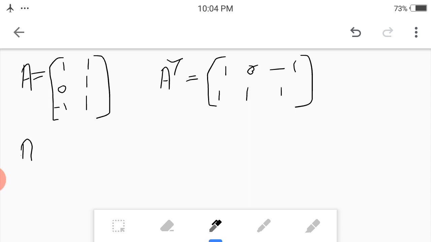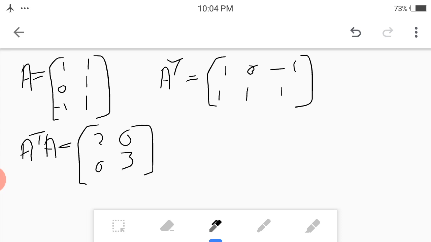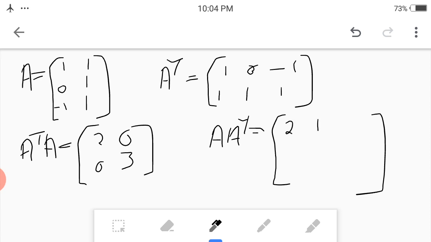Let's quickly compute A transpose A. And A transpose A, you get a 2 cross 2 matrix, 0 3. What about A A transpose? We end up with a 3 cross 3 matrix. You get a 2 1 0, 1 1 1, 0 1 and 2. We can observe finding V is easier. Why? We already have a diagonal matrix, so we will find V, then we will find U.